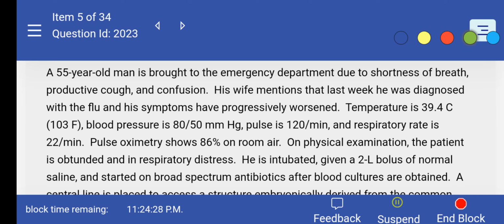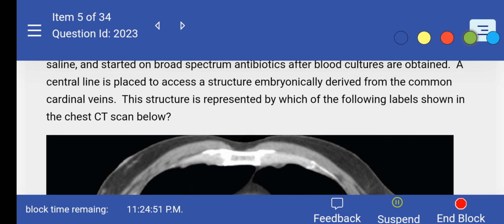On physical examination, the patient is obtunded and in respiratory distress. He is intubated, given a 2-liter bolus of normal saline, and started on broad spectrum antibiotics after blood cultures are obtained. A central line is placed to access a structure embryonically derived from the common cardinal veins. This is important. They are talking about this thing. We would focus on this thing, right? This structure is represented by which of the following labels shown in the chest CT scan below? So they are asking about a structure derived from the common cardinal veins, right? This is important. So let us see the CAT scan.